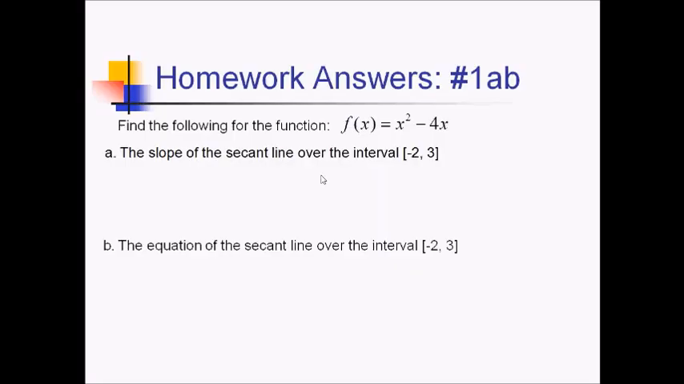On this problem, we're given the function x squared minus 4x, and we're trying to find the slope of a secant line, the equation of a secant line, and some other stuff on the next slide. Let's start with slope here. That's going to use the AROC formula.